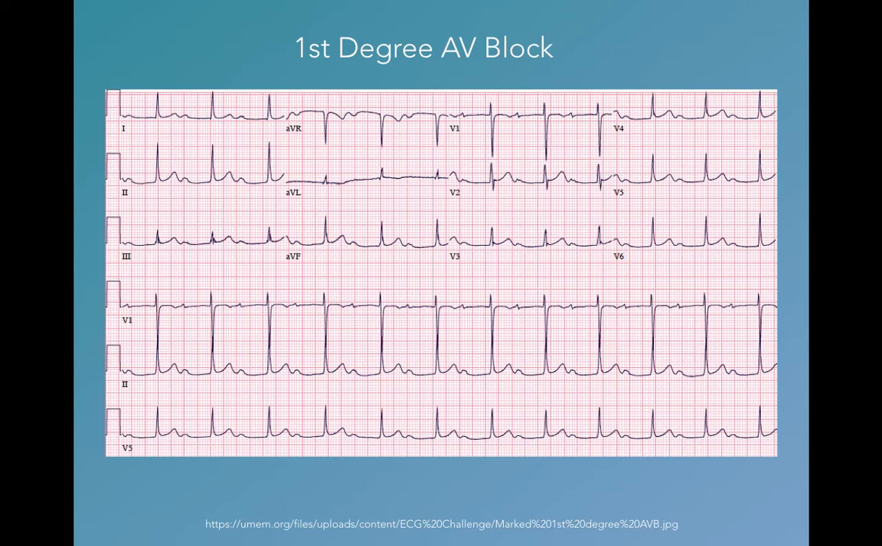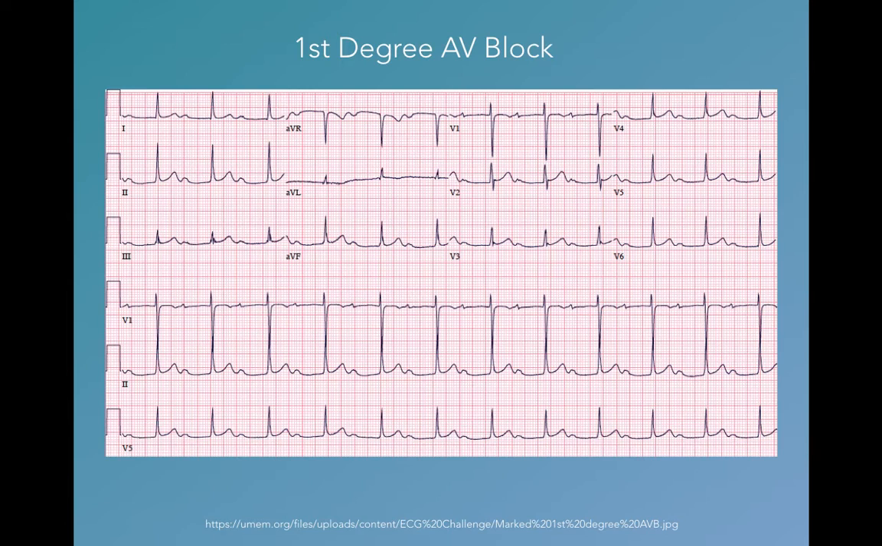So for this, this is an example of first degree AV block, and you'll see that it's a normal 12-lead EKG, but they also have three different rhythm strips, V1, V2, and V5. So if you remember, pause it if you want, what a first degree AV block is. That simply means that the PR interval is greater than 200.